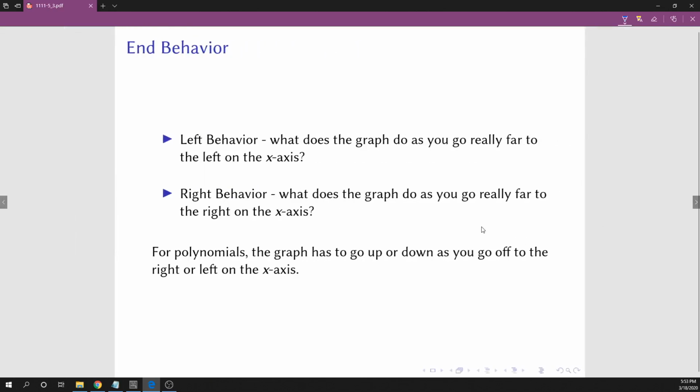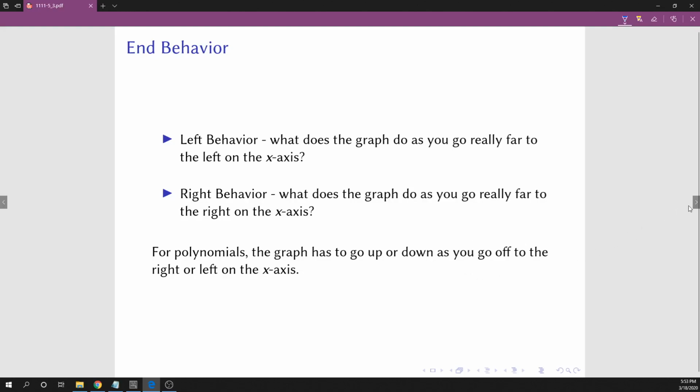So with all polynomials, you can see that as you go really far off to the right or really far off to the left, the graph either goes up or down, and they all do that. The left behavior is what the graph does as you go really far to the left. The right behavior is what the graph does as you go really far to the right on the x-axis.